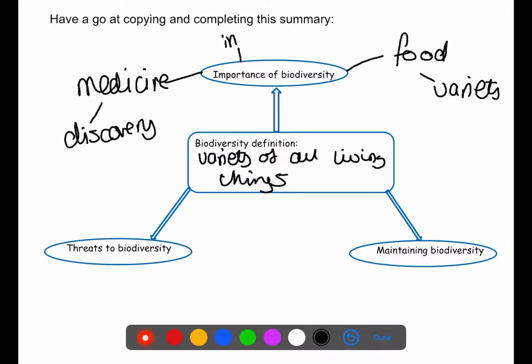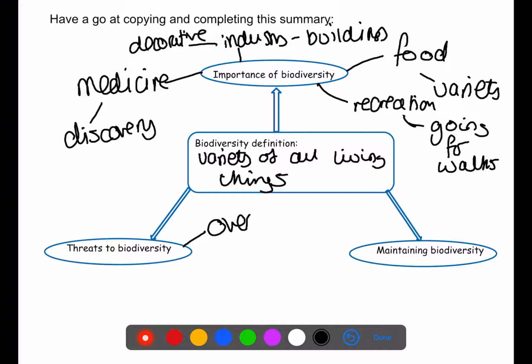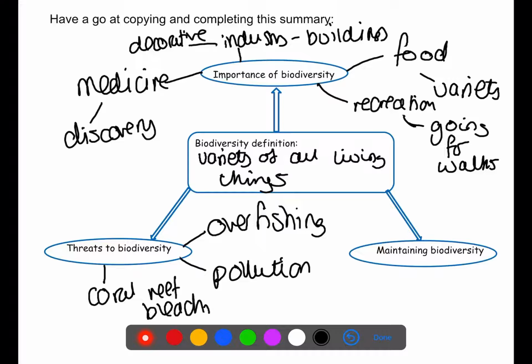It's important for industry, so for buildings, but also for making decorative objects. And it's important for recreation, going outside for walks, cycles, being able to go fishing, being able to go sailing. What threats are there to biodiversity? We have the threat of overfishing, we have the threat of pollution from industry, coral reef bleaching, and deforestation.